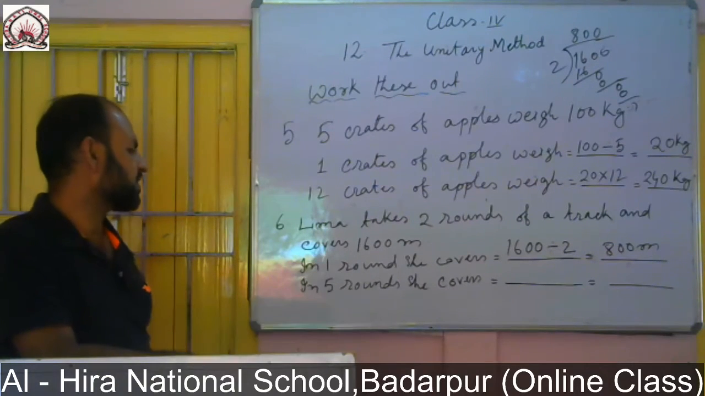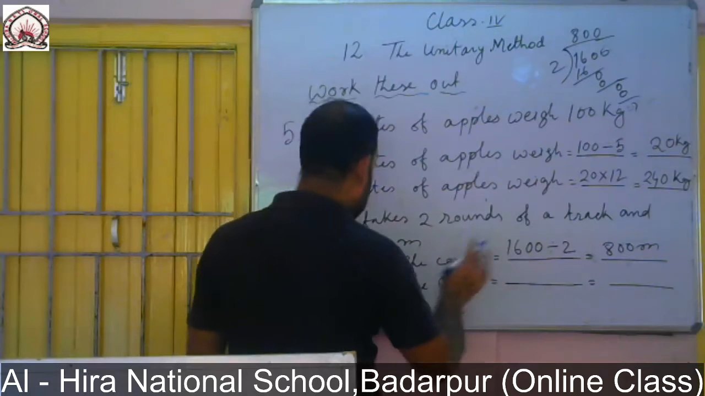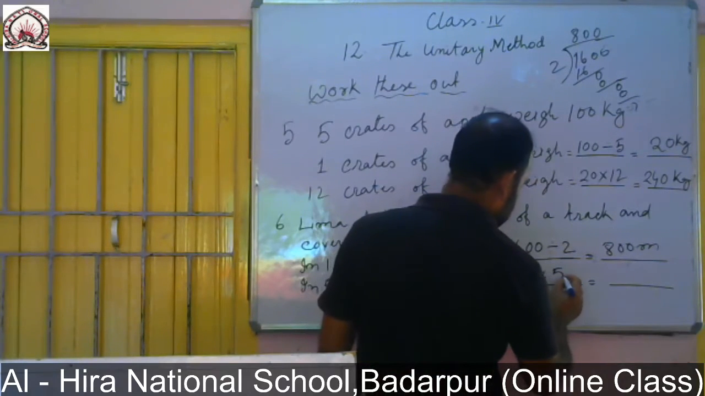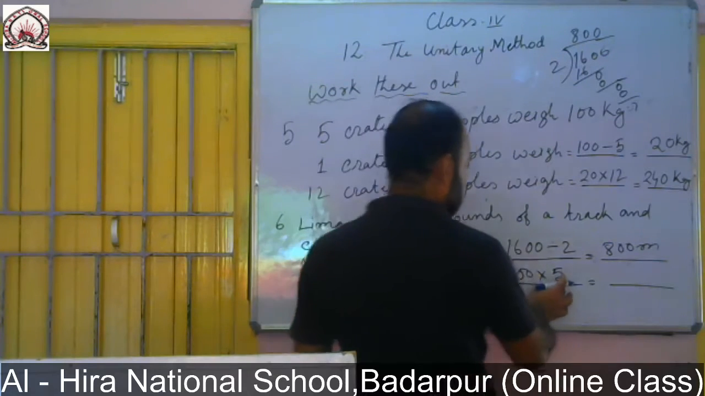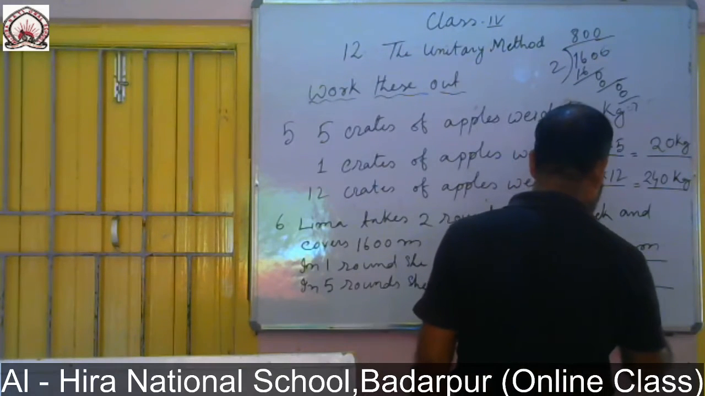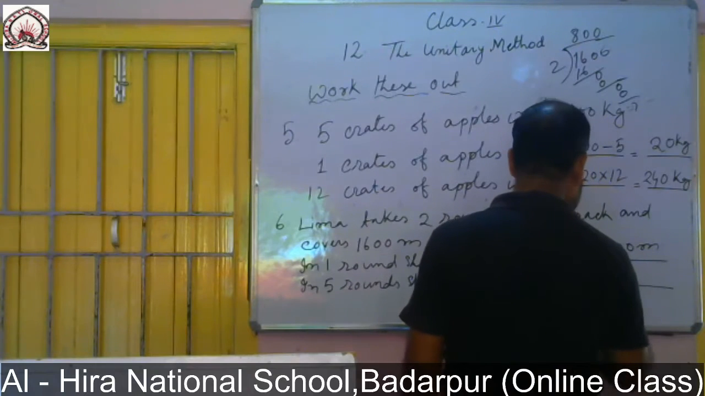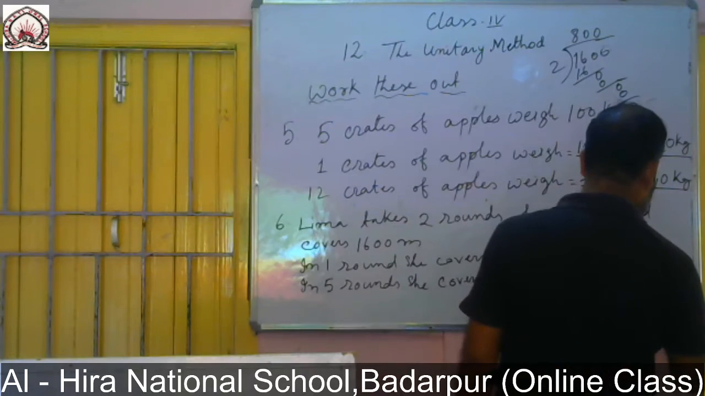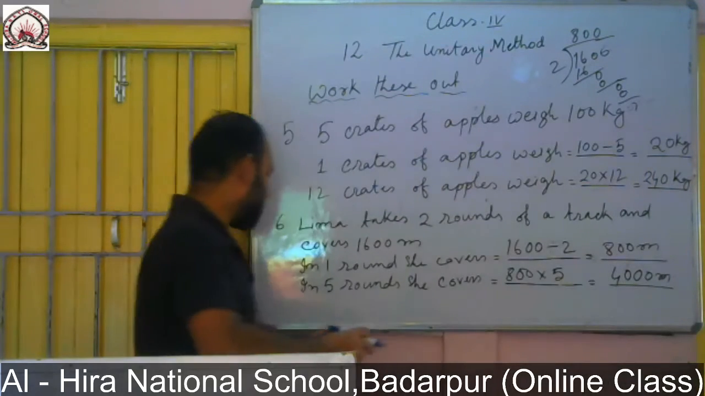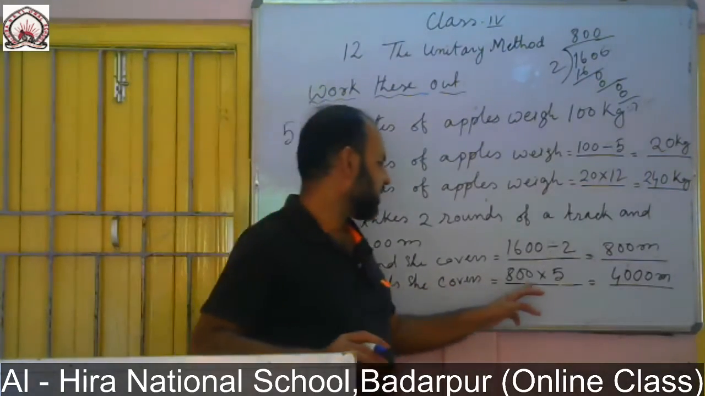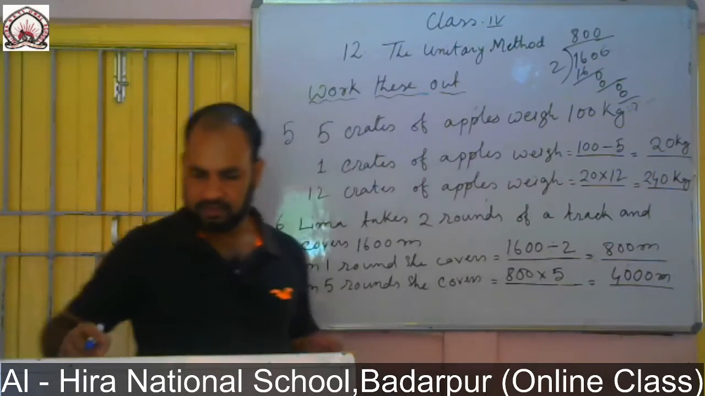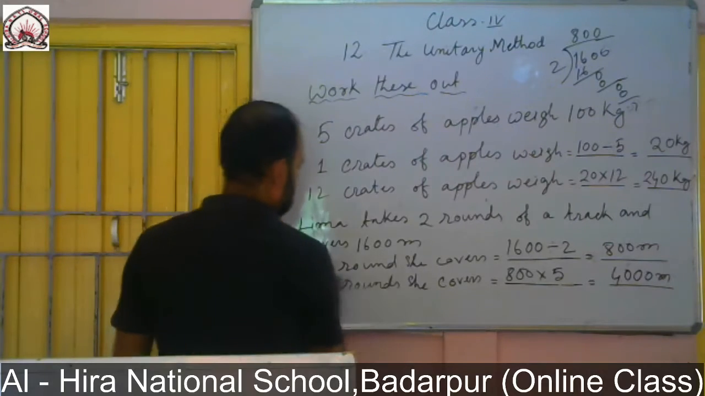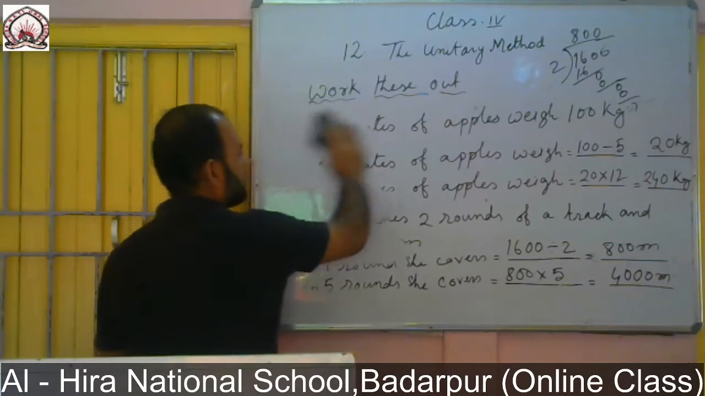In 5 rounds she covers 800 into 5. 8 fives are 40, and the zeros remain. It is 4000 meters. So in 5 rounds she covers 4000 meters. Next, question number 7.